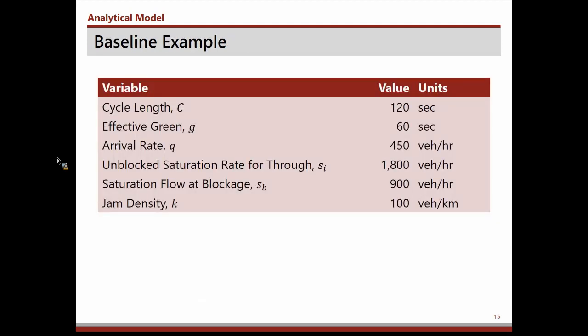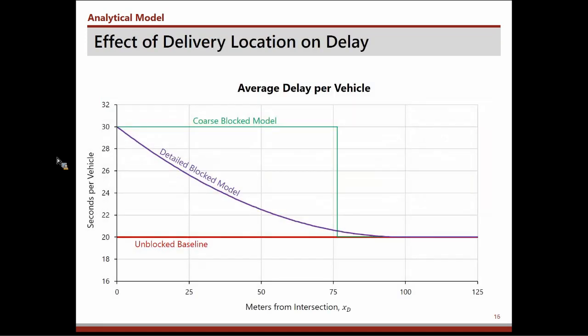So we threw some numbers at this. These are some hypothetical numbers for a signal cycle that 50% of the time is effectively green. We imagine that we had an arrival rate and saturation rate through the intersection when both lanes can get through, and also a saturation rate associated with blockage. So maybe if the freight vehicle blocks half the road, then you get half the rate that vehicles can discharge. And we estimated some jam density. This was to throw some numbers at the problem.